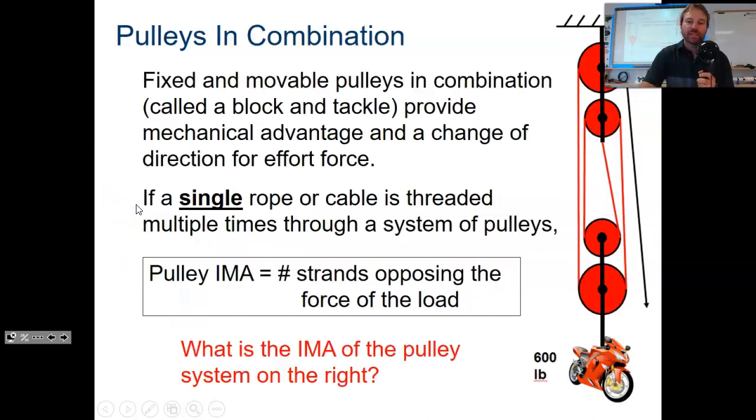To find the ideal mechanical advantage of a pulley, even a really complicated system, all you have to do is count the number of ropes. So the ideal mechanical advantage is just the number of strands opposing the force of the load. So here's a 600-pound motorcycle, and you've got 1, 2, 3, 4 ropes that are holding it up. So this has an ideal mechanical advantage of 4. So in theory, you'd only have to pull 150 pounds to do that. Again, you're going to have to do more because of friction, but in this case there are 4 ropes, so that's 4 to 1.